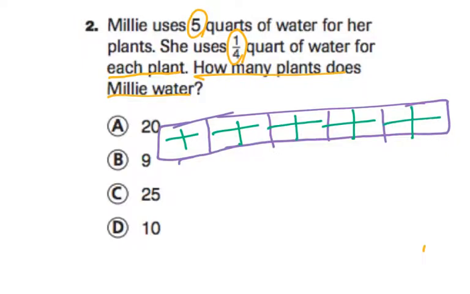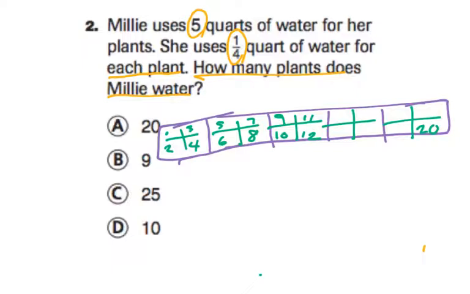So she can water 1 plant, 2 plants, 3 plants, 4, 5, 6, 7, 8, 9, 10, 11, 12 plants. I can keep going all the way until I get to 20 plants. My model just showed me that she can water 20 plants.